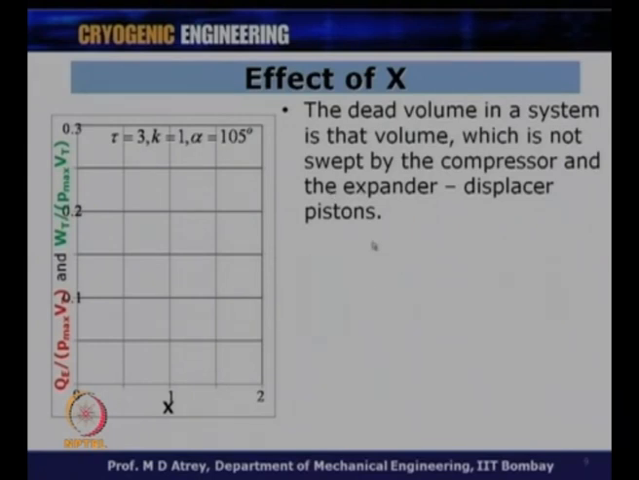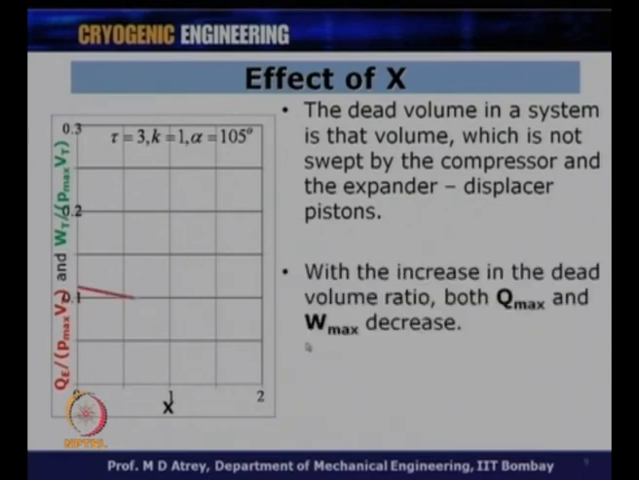So, here when I want to study the effect of X on Qmax and Wmax, I have kept tau, K and alpha fixed. K has been taken equal to 1, that means Vc by Ve is equal to 1. So, what do you see from this curve? As we go on increasing the value of dead volume in a system for a given expansion volume, because X is nothing but Vd upon Ve, you can see that the Qmax decreases, at the same time Wmax also decreases. So, with the increase in the dead volume ratio, both Qmax and Wmax decrease.